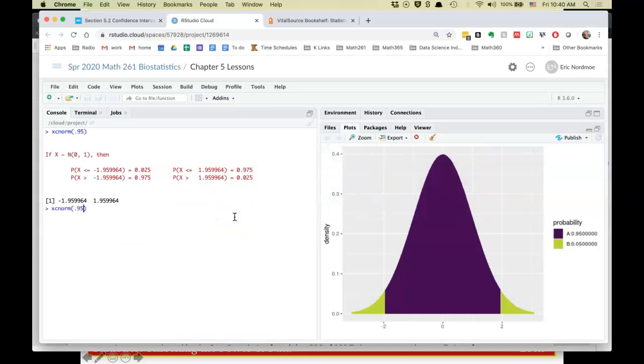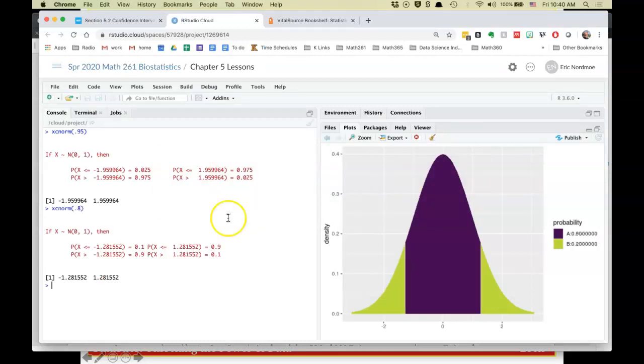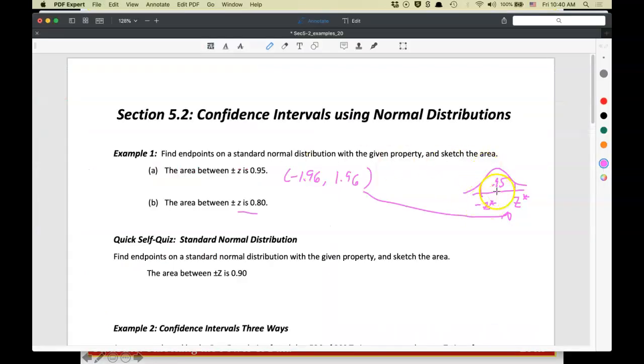So we just change that to be 0.8. Not surprisingly, it's narrower. It's down to negative 1.28 and positive 1.28. So the same picture, but 0.8 in the middle. So we'll have negative 1.28 to 1.28, and that interval would have 0.8 in the middle. Okay. Now you try it for 0.9, and I'll pause.